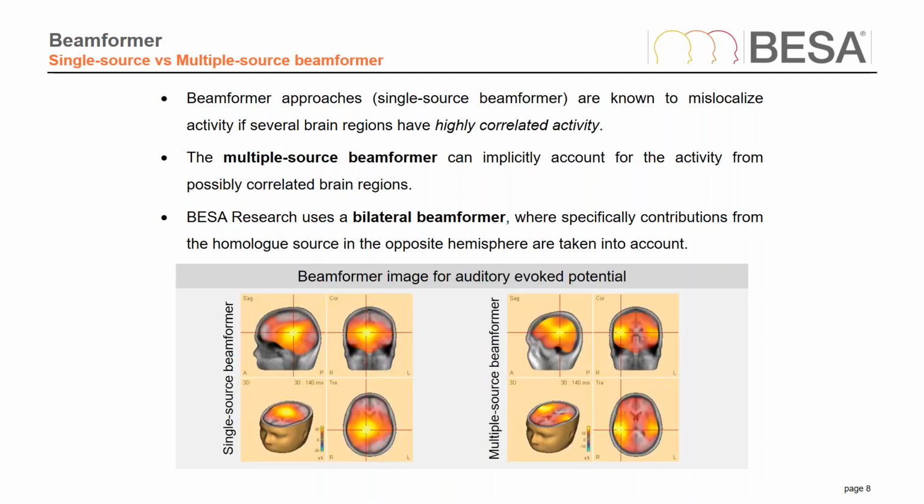And the result looks like this. For an auditory evoked potential, as an example, the left side shows a single beamformer scan over the brain, and the right side shows a multiple source beamformer scan, in this case, a bilateral beamformer scan. Obviously, in this scenario, the bilateral beamformer has a huge advantage in separating the activities of the 2 hemispheres, as you can see here in these 2 example images.